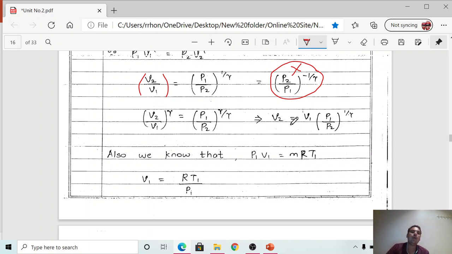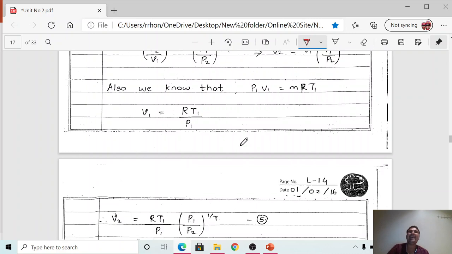Similarly, because of this arrangement, V2 is equal to, taking V1 to the right side, V1 into P1 by P2 raised to 1 by gamma. This gamma by gamma will get cancelled, and finally we can write this. Even if you do not consider this gamma and this gamma over here, you can directly write this equation in this form: V2 is equal to V1 into P1 by P2 raised to 1 by gamma. Why we have taken this, you can understand in the further equation. So directly you can write this equation from this equation itself. That's why I'm showing this arrow, to understand clearly.